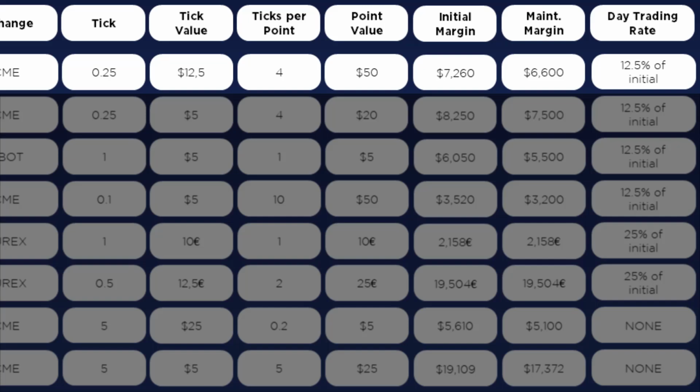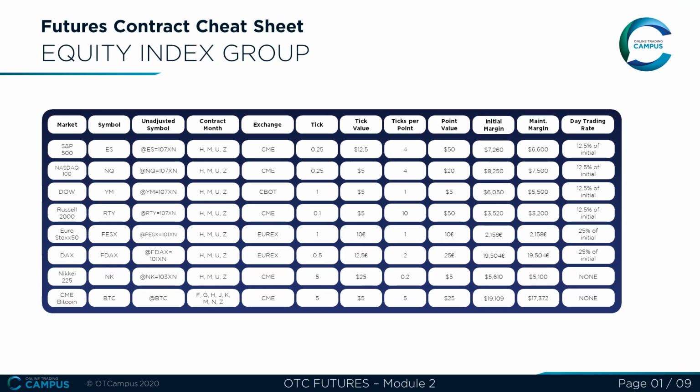Column 11 is maintenance margin. For the S&P 500, the maintenance margin is $6,600. Column 12 is day trading rate. For the S&P 500, the day trading rate is 12.5% of initial. This entire cheat sheet is available for all markets and I split them in our futures groups. This document is available for you in the download section of this lesson.